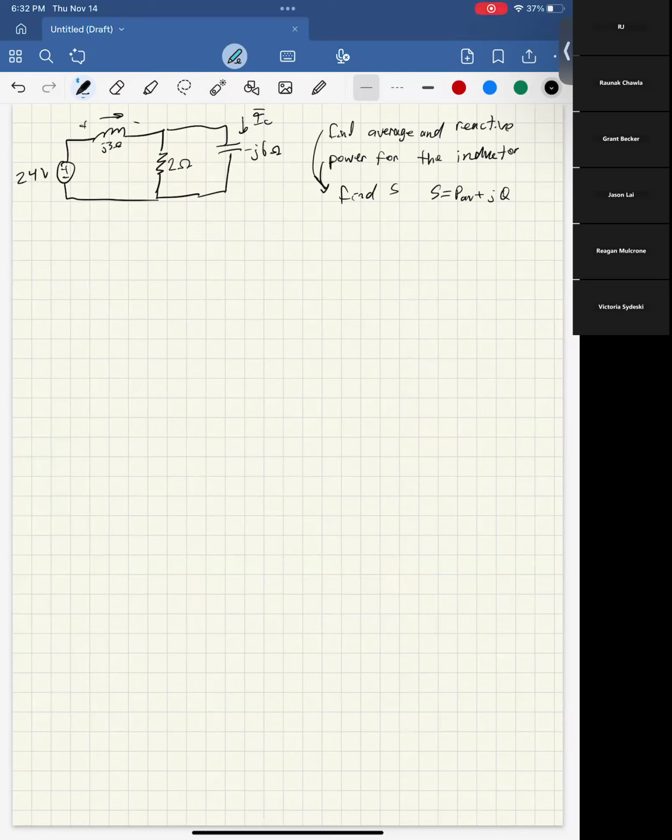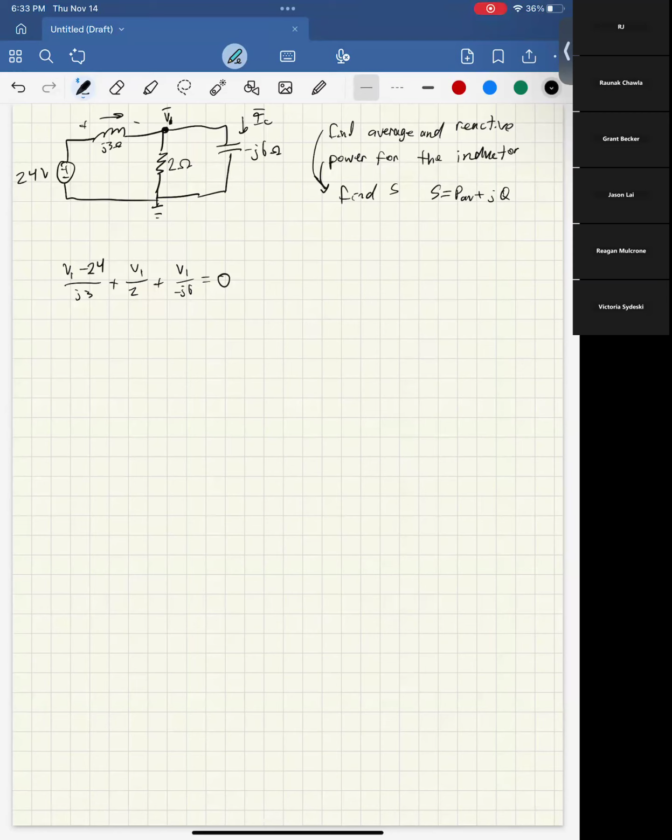You can do it in any way you want. To me, the easiest way is some kind of node voltage. Here you have one node of importance. You say ground is down there, and then you write out your equation: (V1 minus 24) over j3 plus V1 over 2 plus V1 over minus j6 equals 0. Then you simplify and solve. This is a straightforward way of doing it, the same as what you've done so far.